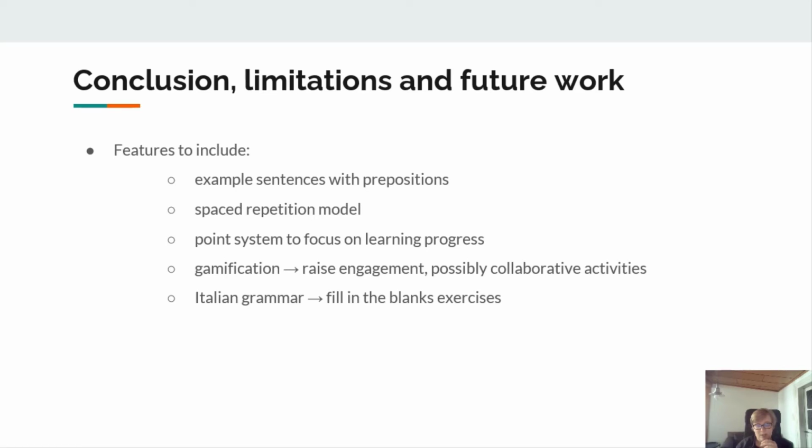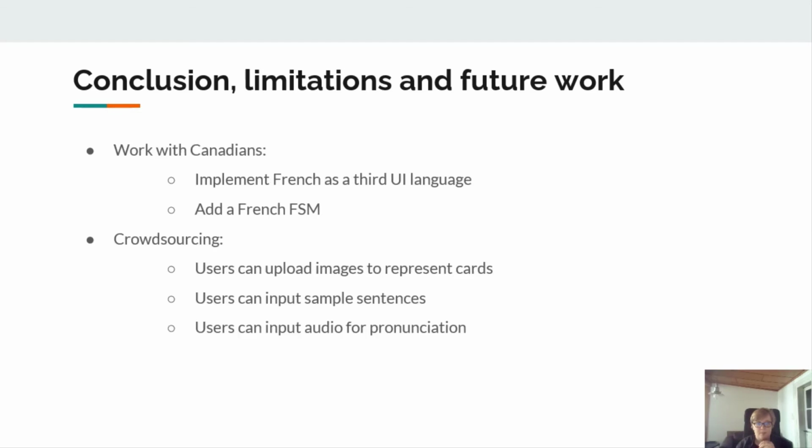We'd like to include an Italian grammar to use other exercises that put these verbs in a context, in a sentence context. For example, in filling the blank tasks. We plan to implement French as a third user interface language alongside English and German. And we'd like to add a French FSM to build a similar language learning tool for French verb morphology. We'd like to crowdsource some functions to allow users to upload images representing the cards, to input example sentences, and to input audio for pronunciation.